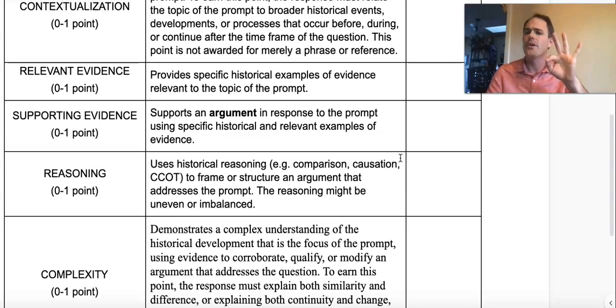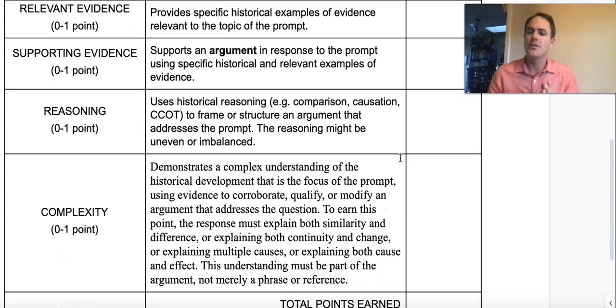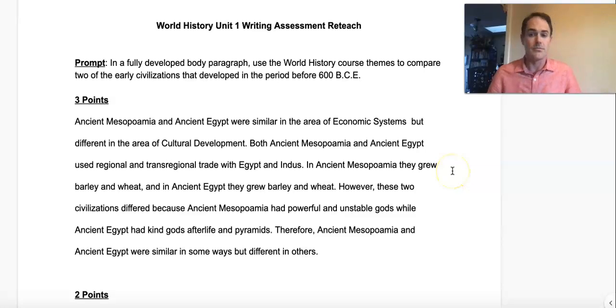All right, the third point could come from using your reasoning skills, and the skill we were focusing on in this unit and in this assignment was comparison. So if you used the comparison structure to frame your argument, and I gave you that frame in my model paragraph, and a few of you used it quite well. So let's take a look at the 3. Remember, 0 to 6, but I was only looking for 3 specific points. So the highest number of points you could have gotten on this essay was 3 points.